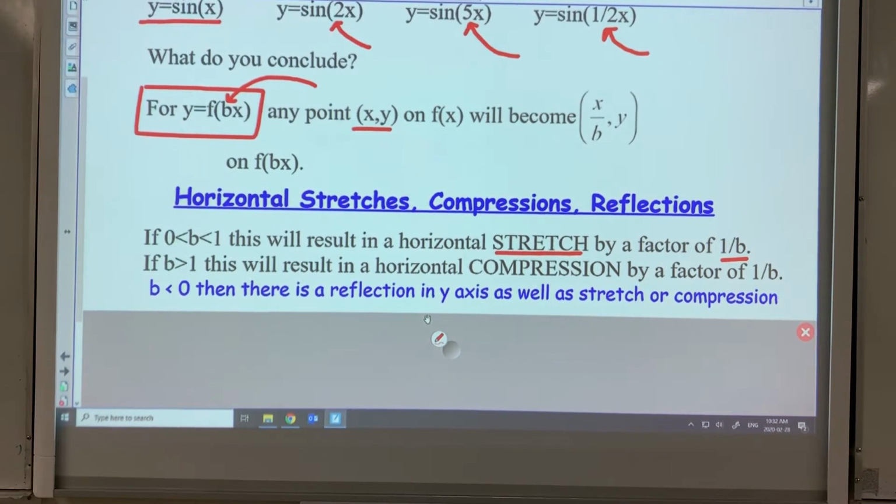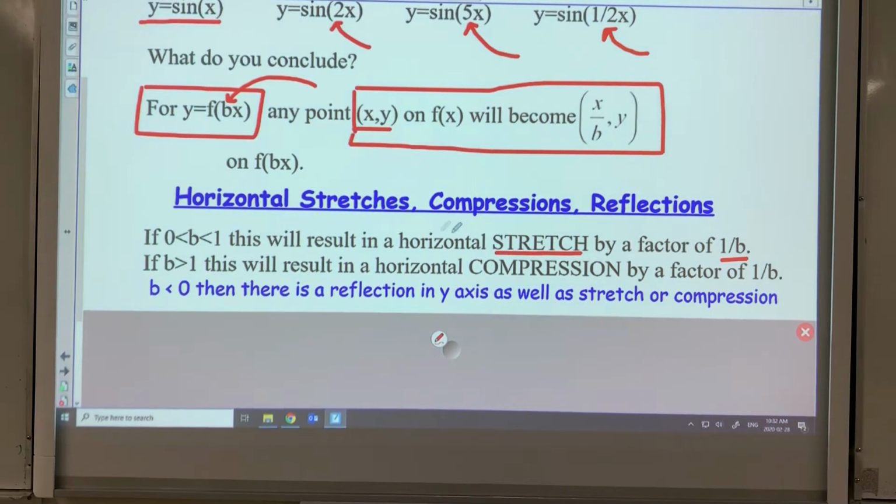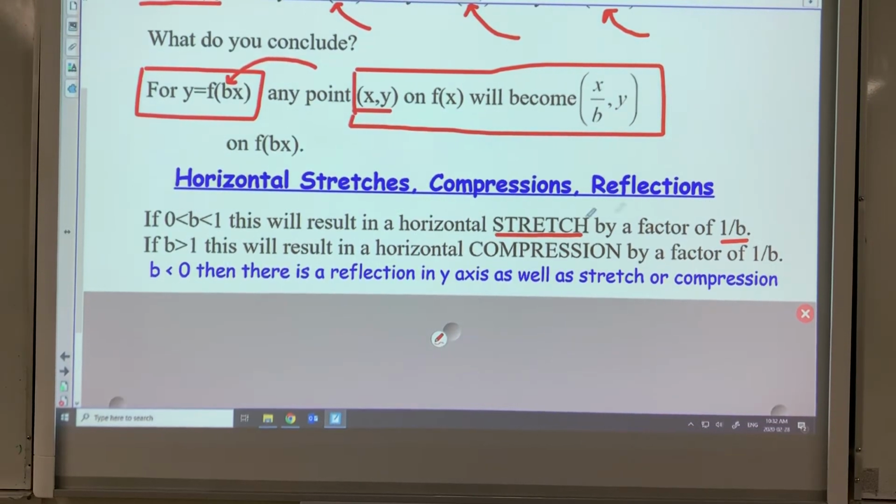Questions? The most important thing is this. Now, I really hate the language they use around it. The language they use about a stretch by a factor of 1 over b, I believe, is the opposite of what we were calling it. There's no real consensus in the math world about the language we use for horizontal stretches and compressions. Some textbooks use the language we did, but on the grade 12 provincial exam, I believe they use the language I have there.